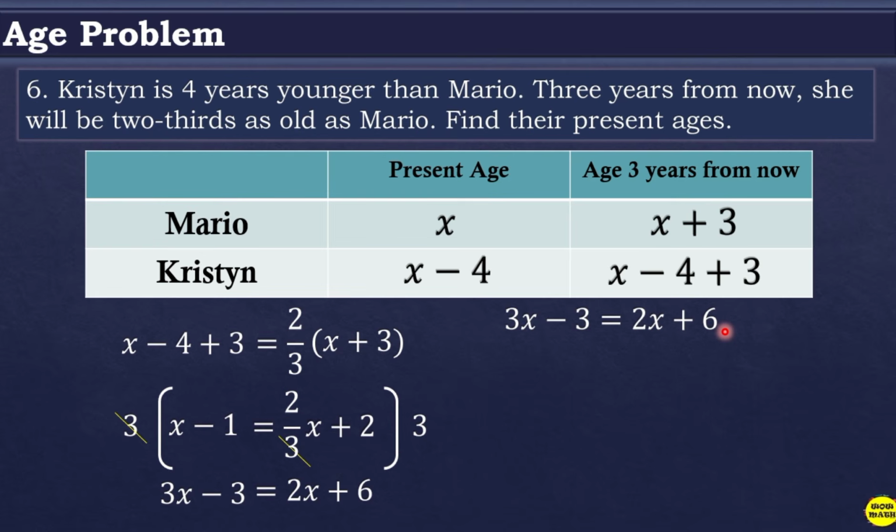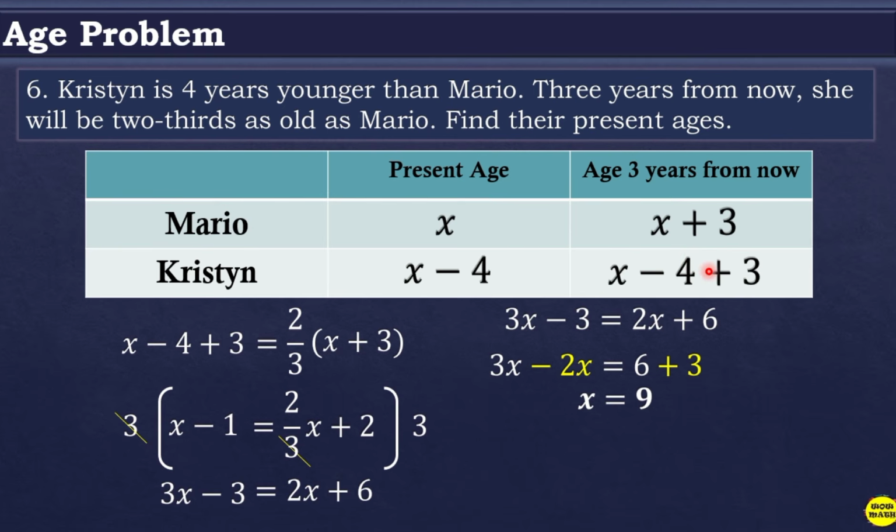Okay, so transpose natin si 2x, sama natin siya dito sa 3x. Transpose natin si negative 3, sama natin siya dun sa 6. Okay, so we have 3x minus 2x, kasi positive, so magne-negative, equals 6, negative, magiging plus 3. So, 3 minus 2, that is x na lang po. And then, 6 plus 3, that is 9. So, therefore, your x is equal to 9.